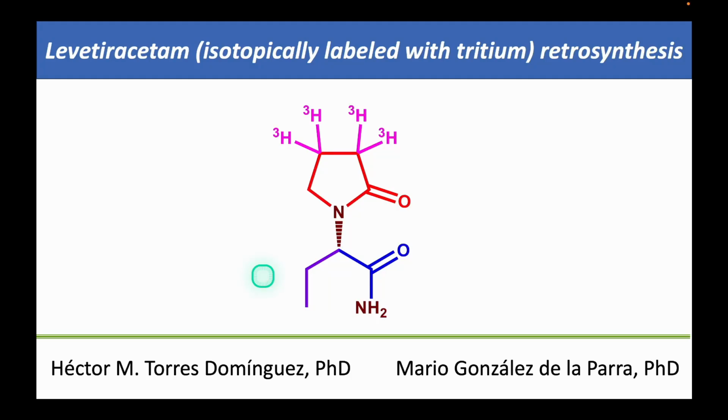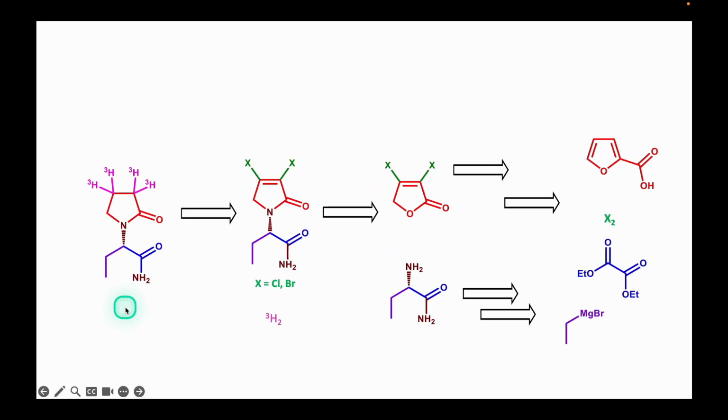Hello! In this video, we present the retrosynthesis of Levetiracetam, isotopically labeled with 4 tritium atoms. This isotopologue can prove to be useful in the investigation of both the pharmacology and the metabolism of this anti-epileptic drug. In general, this retrosynthesis begins by disconnecting 2 vicinal carbon-tritium bonds.